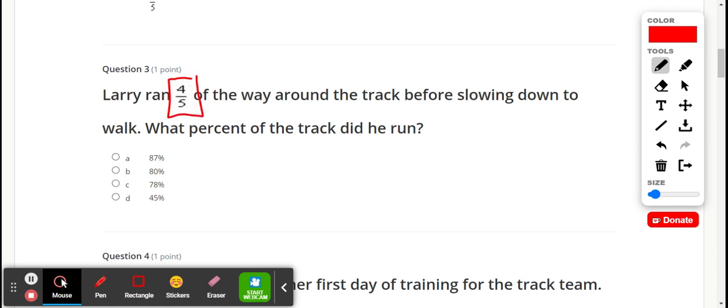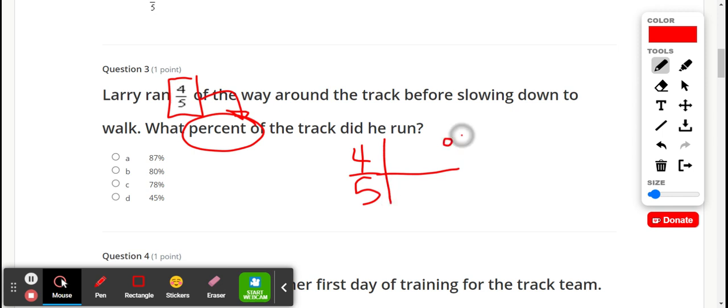We got 4/5, and it's asking you to change it to a percent. 4 out of 5 can be compared to the percent, which is out of 100. Using factors, you can multiply 5 times 20 and 4 times 20, which is going to give you 80%.